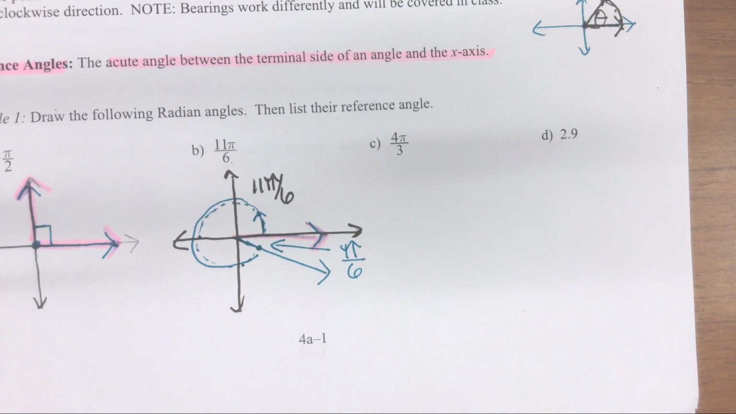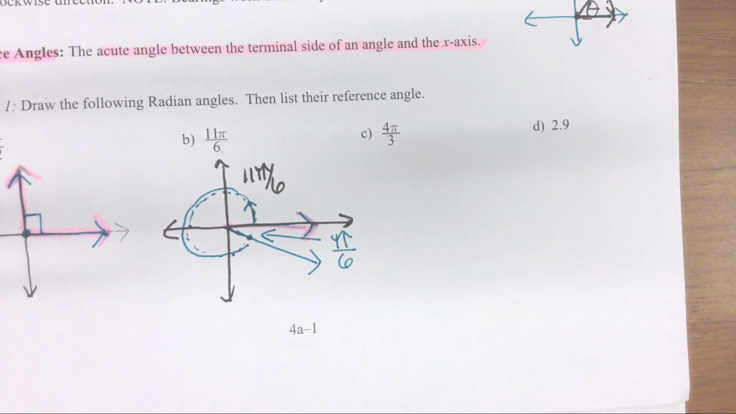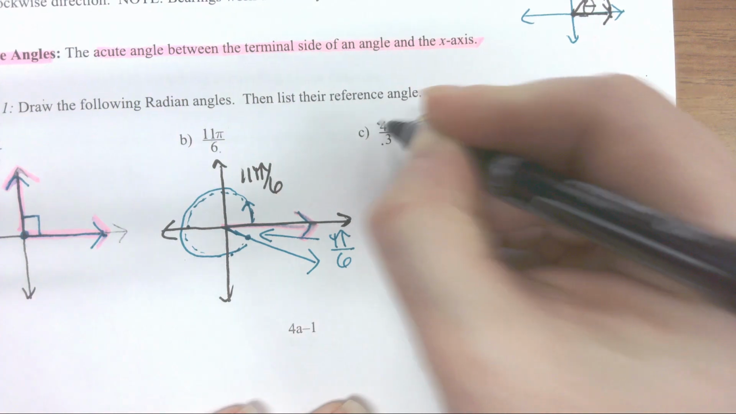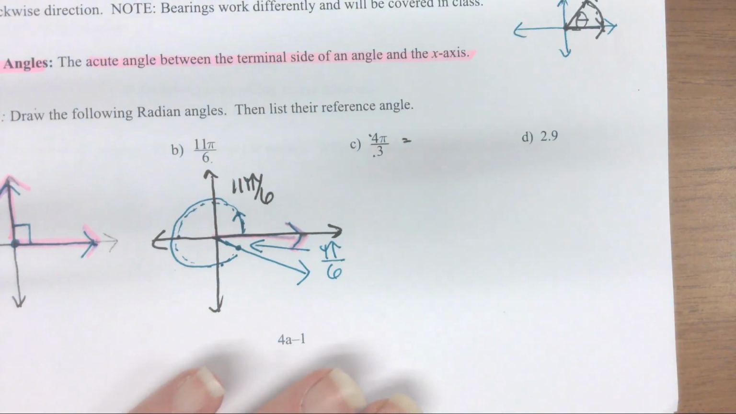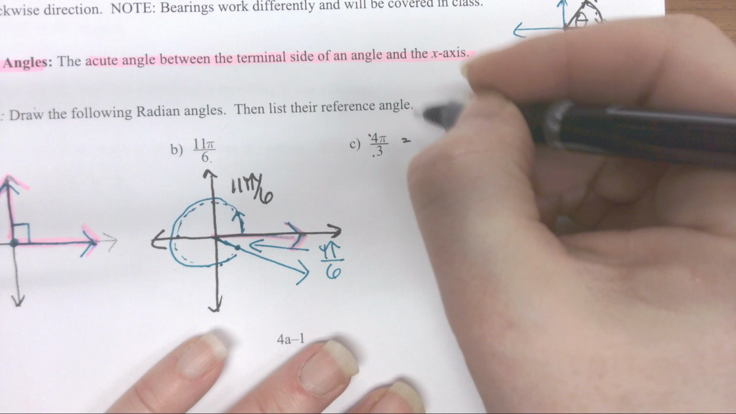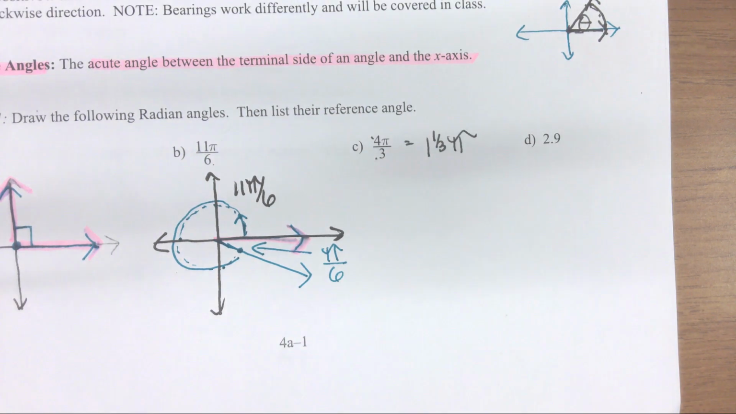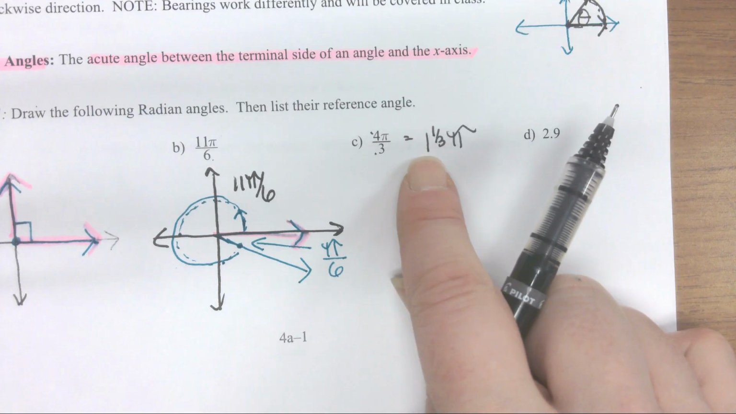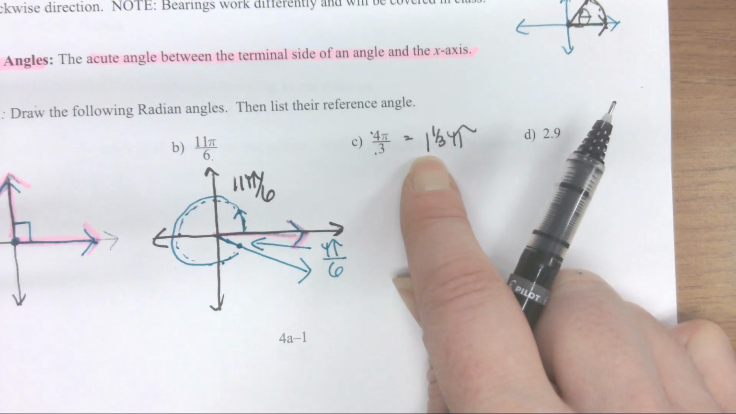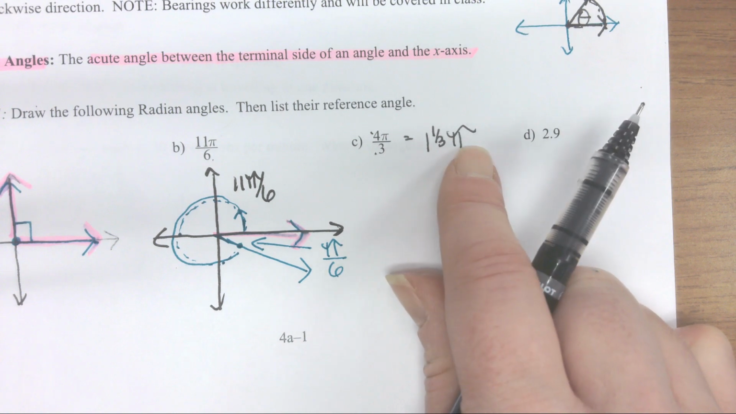Let's try 4 pi thirds. Okay. Here's how I'm going to do this one. How many times does 3 go into 4? 1 and 1/3 times, correct? And if pi is 180, what I'm going to do is go a full 180, and then I'm going to do 1/3 of that 180. Are we good with that? Okay.